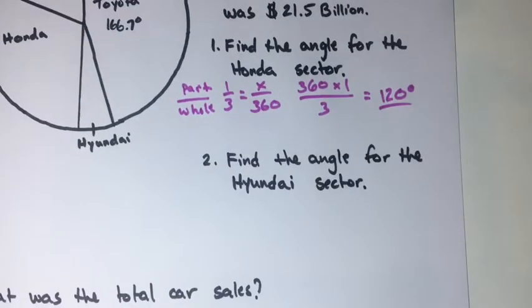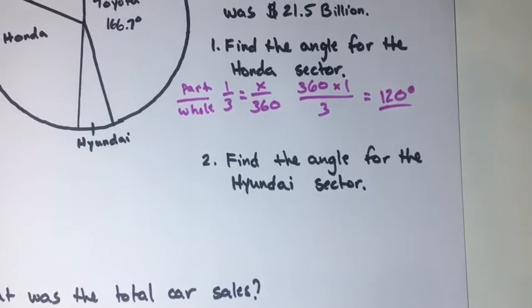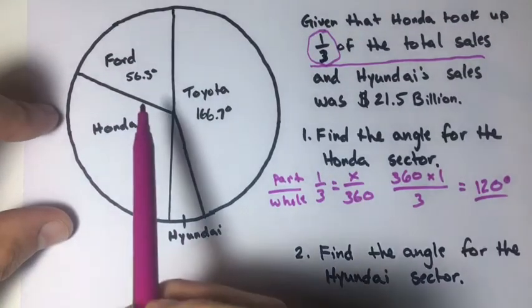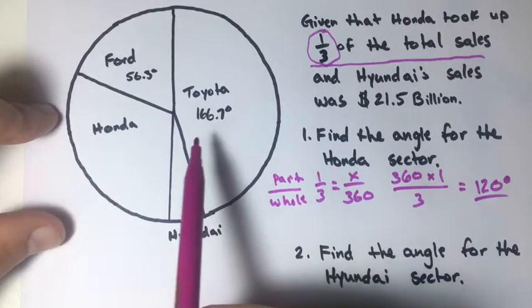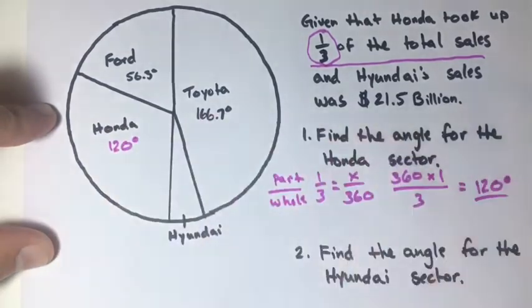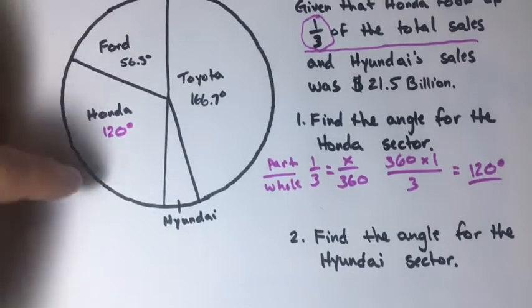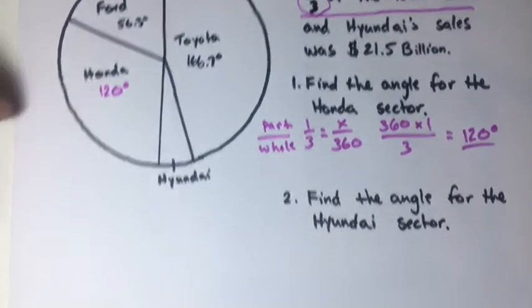So our next question, find the angle for the Hyundai sector. Well, we know all the other angles. We know Ford is 56.3, Toyota is 166.7, and we now know that Honda is 120. So this one's pretty easy. We can just subtract all of our known angles from 360 and come up with our solution.